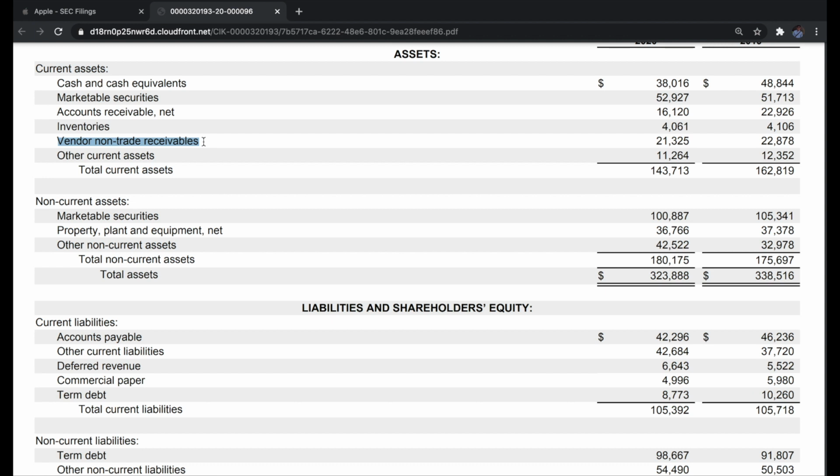Also, the last thing in current assets, we have other current assets, which are small assets accumulated together under one item, but standing alone, they would not make a big impact on the balance sheet itself.